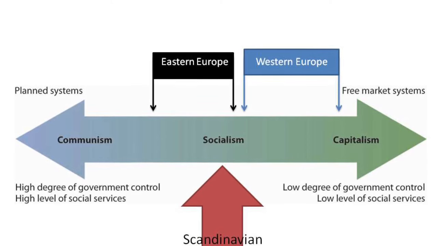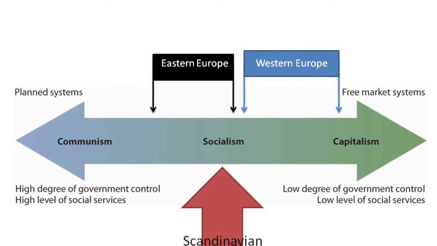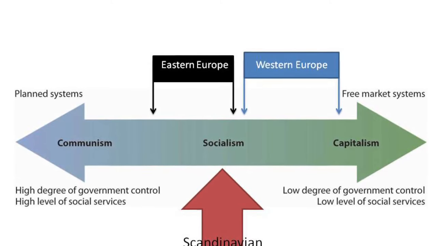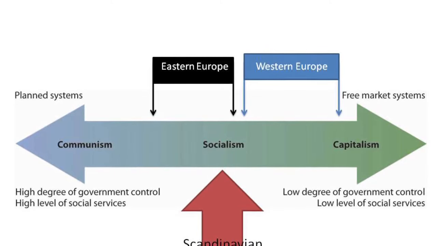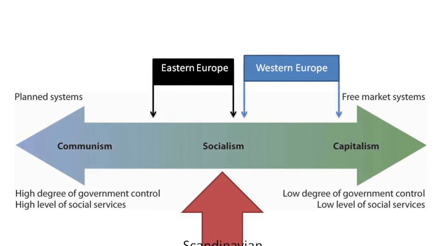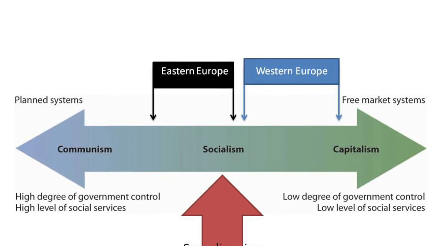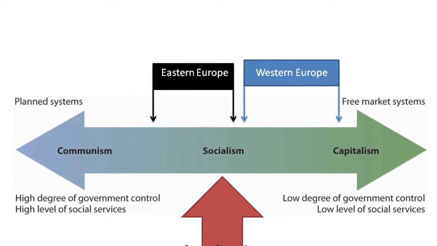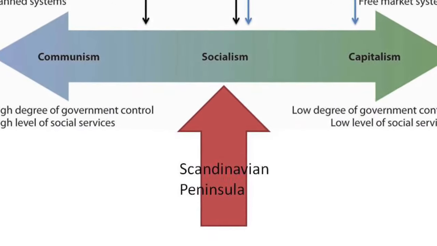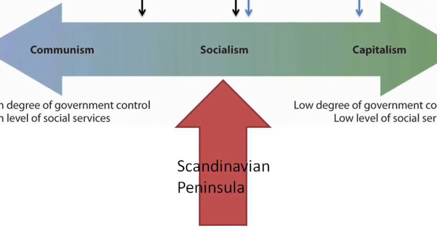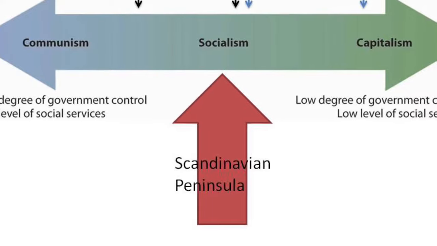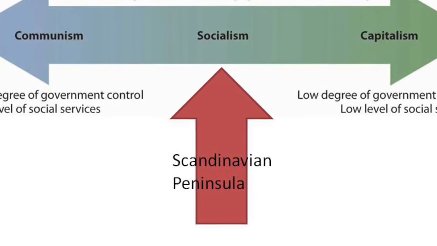Again, Western Europe does really, really well, or is doing a whole lot better economically, and part of that is because of their limited government control of the economy. But it is kind of important for you to understand that Eastern Europe would be a little bit more to the left, while France and Western Europe would be a little bit more towards the right. And the Scandinavian Peninsula would also be socialist. Those nations in the Scandinavian Peninsula would be our socialist nations.